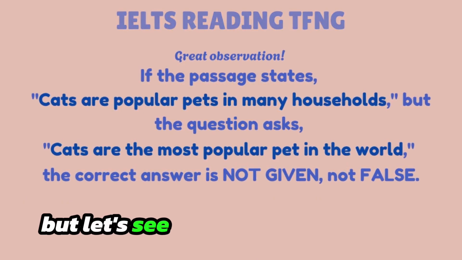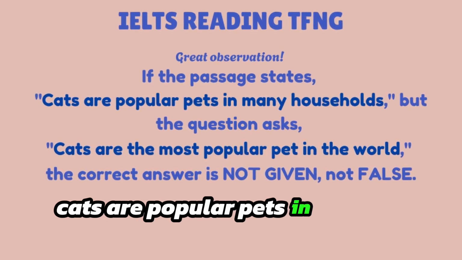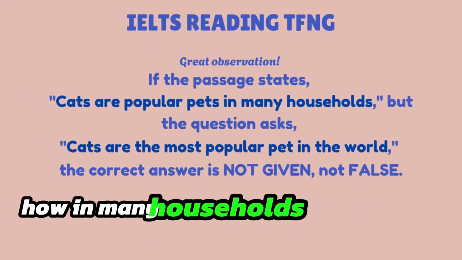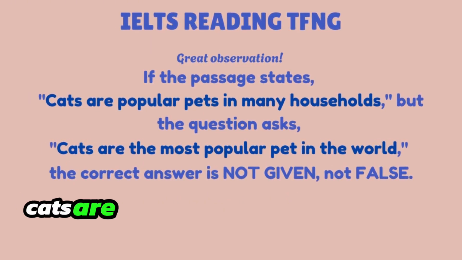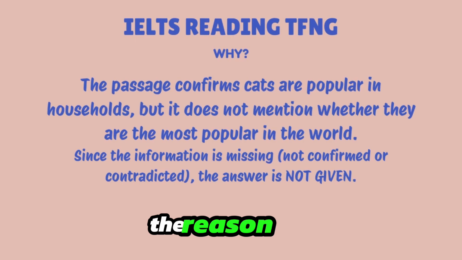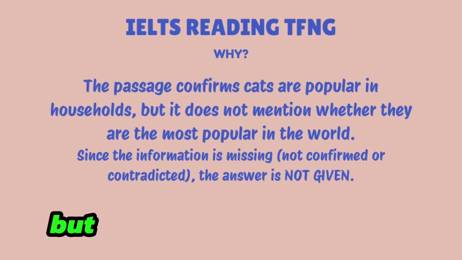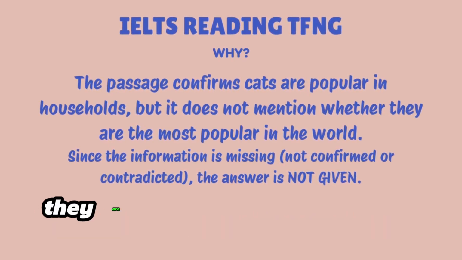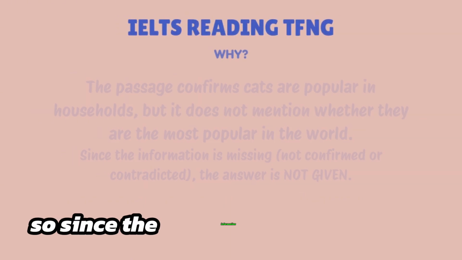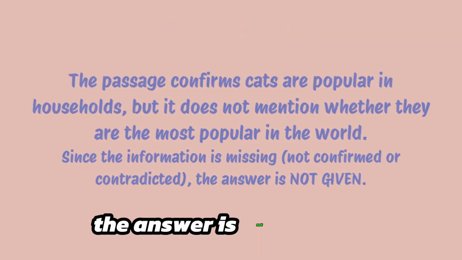But let's see. If the passage states, cats are popular pets in many households, but the question asks, cats are the most popular pet in the world, the answer is not given, not false. Why? The reason is the passage confirms cats are popular in households, but it doesn't mention whether they are the most popular in the world. So, since the information is missing, not confirmed or contradicted, the answer is not given.